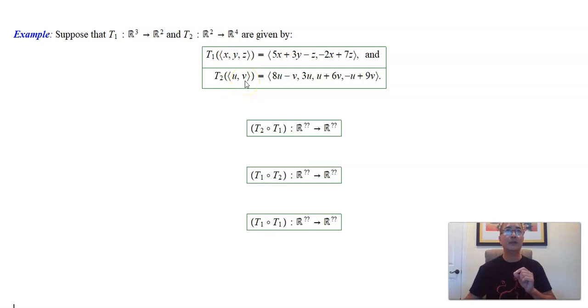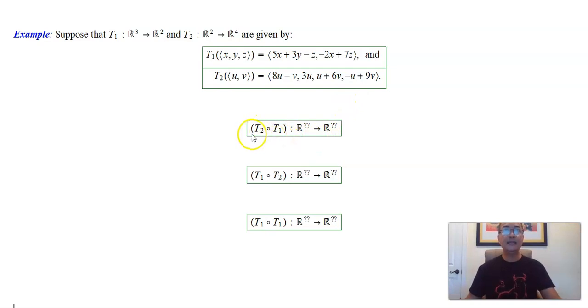Where will u, v go to? I need a vector in R4. So the first component, 8u minus v. Second component, 3u by itself, no v. Third component, u plus 6v. Fourth component, negative u plus 9v. So that's 4 components. That's in R4.